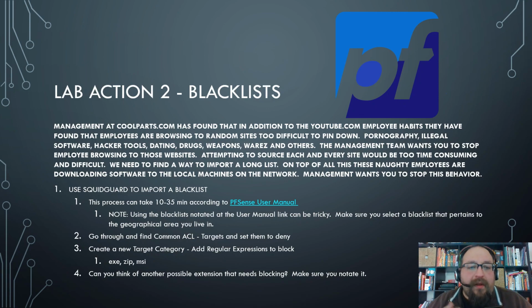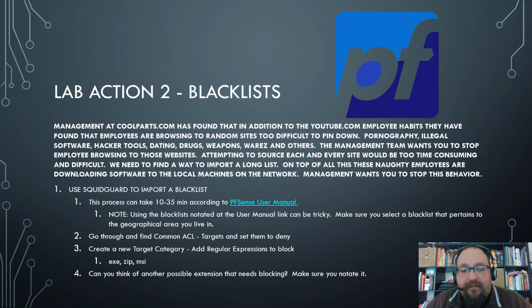So in Lab 2, management at coolparts.com has found that in addition to youtube.com, employees are browsing to random sites too difficult to pin down. Pornography, illegal software, hacker tools, dating, drugs, weapons, wares, and others. Management wants to stop all employee browsing to those websites. Attempting to source each and every site would be too time-consuming and difficult. We need to find a way to import a long list, and this is what the blacklist is going to be used for.